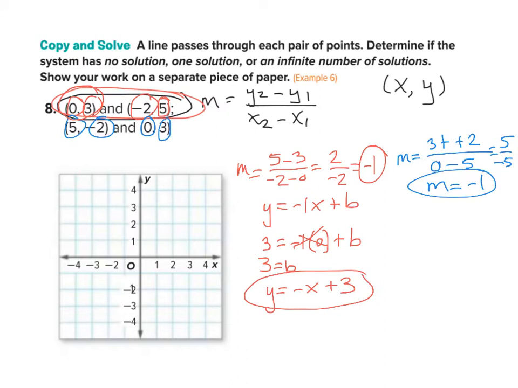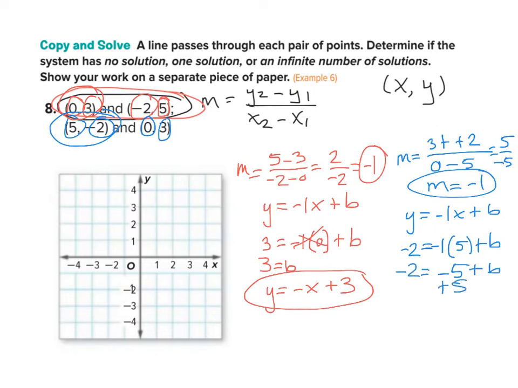Then for my second equation, I have to solve for b, so y equals negative 1x plus b, and I can substitute in 5 and negative 2. So negative 2 equals negative 1 times 5 plus b. So negative 1 times 5 is negative 5 plus b equals negative 2.